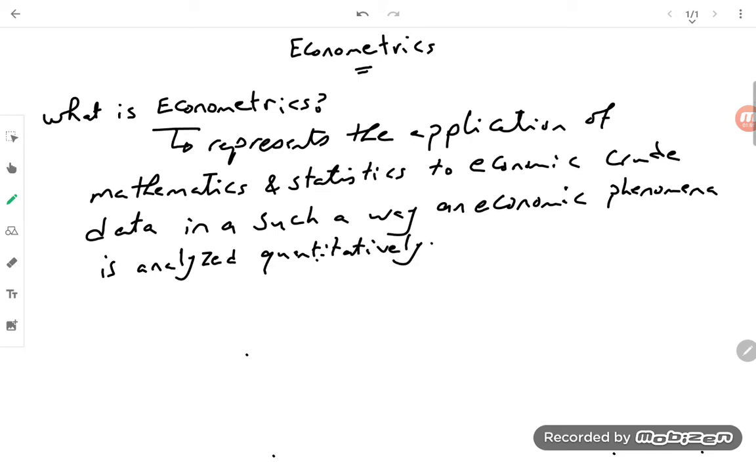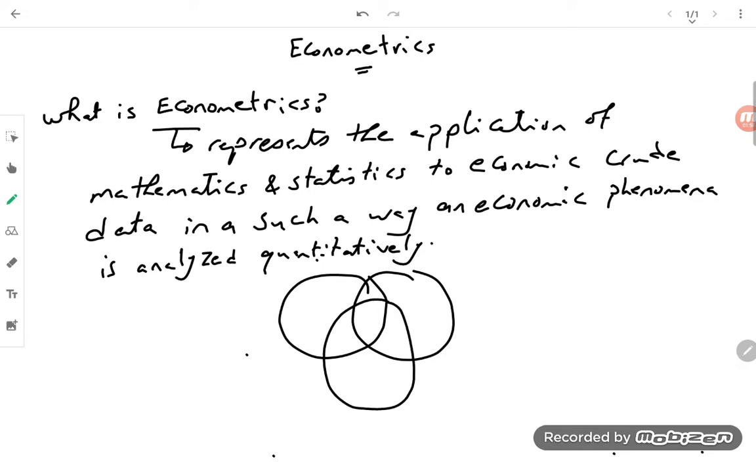So this means that econometrics is a connection of statistics, mathematics, and economics. So the point of connection of the three subjects together, this is econometrics.